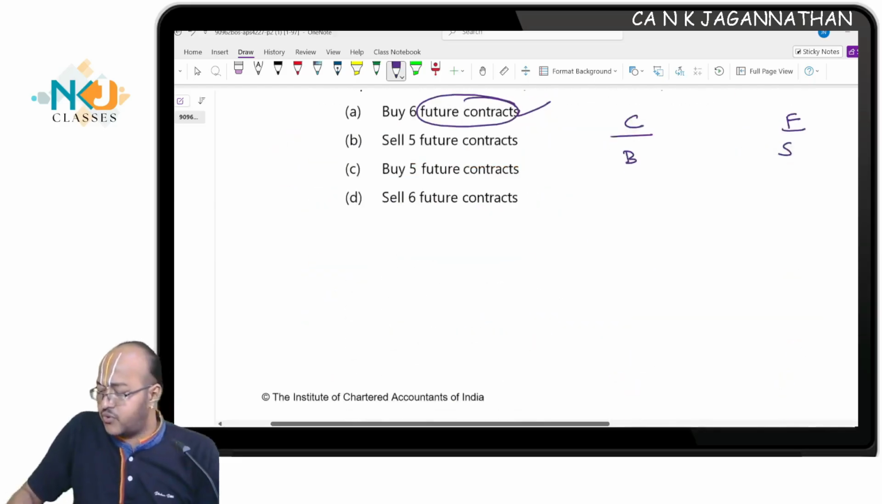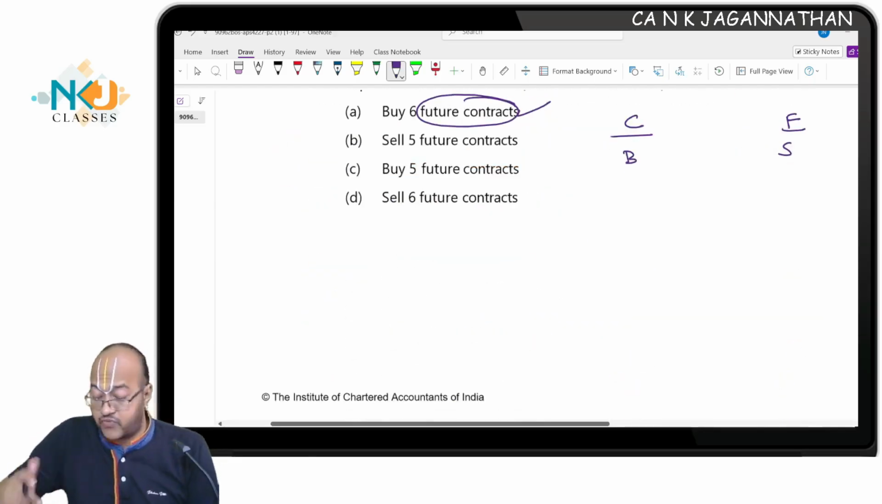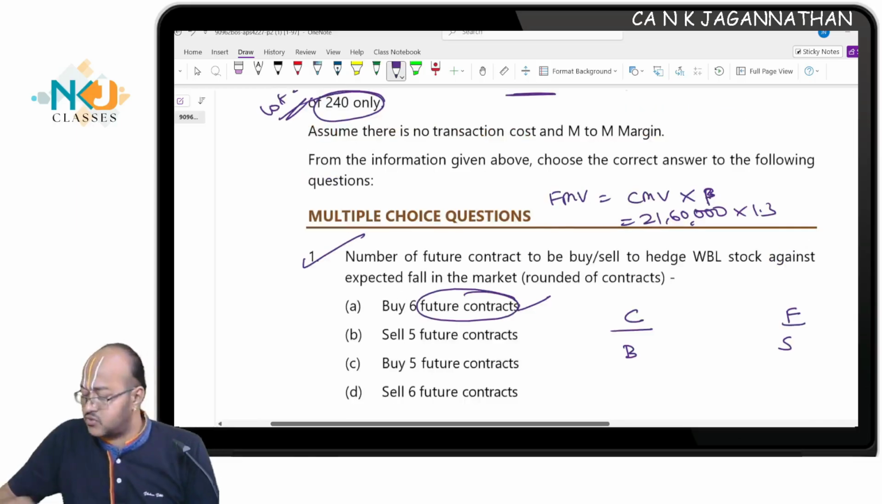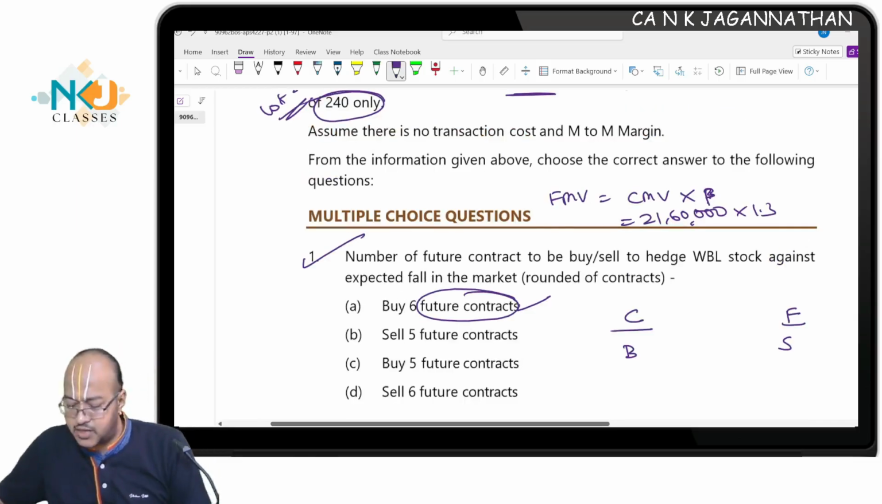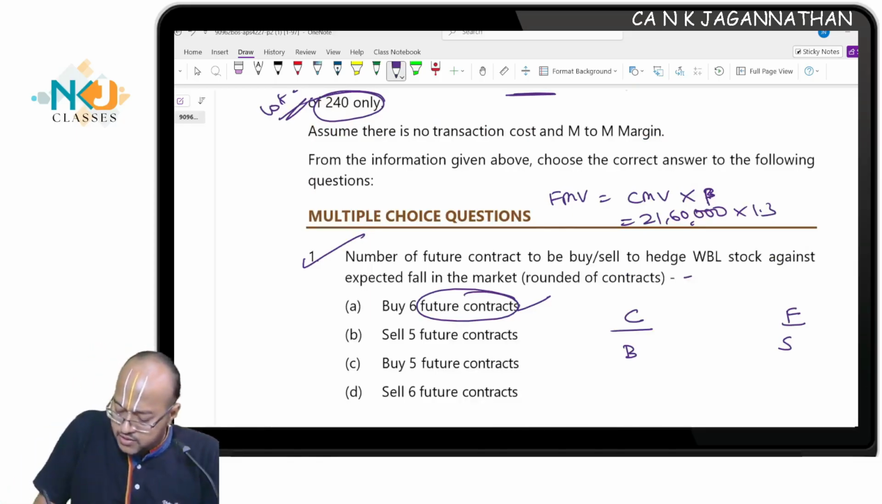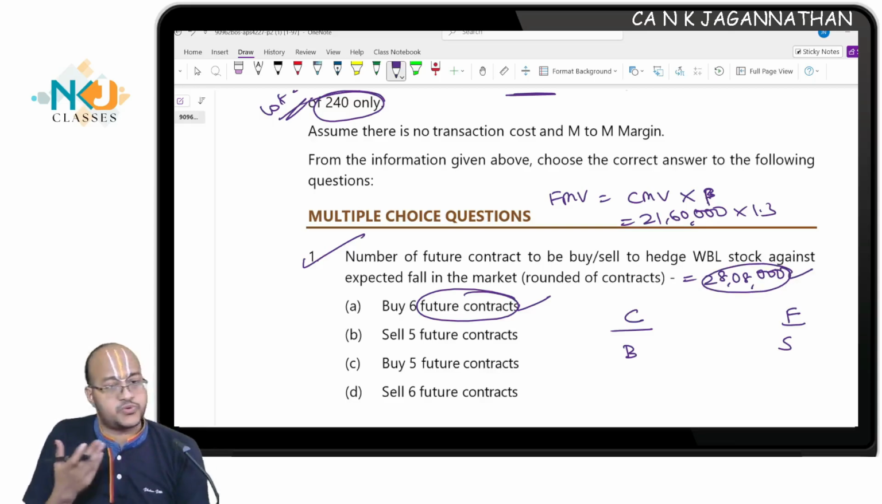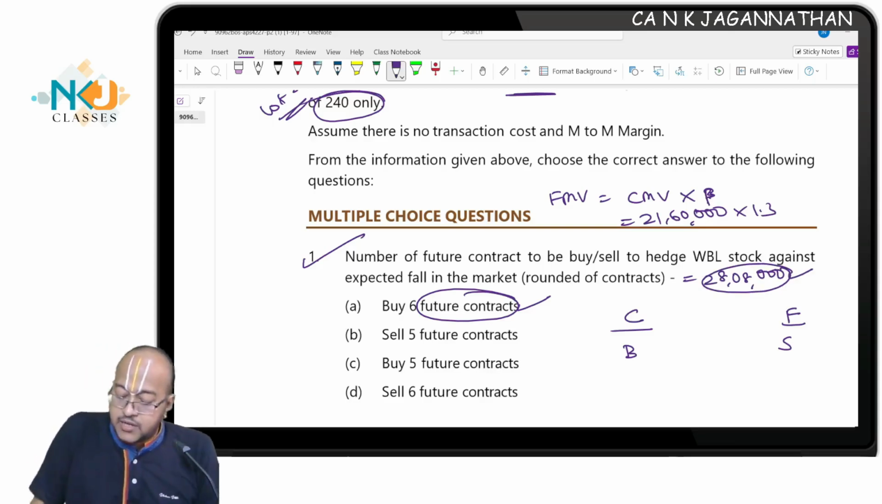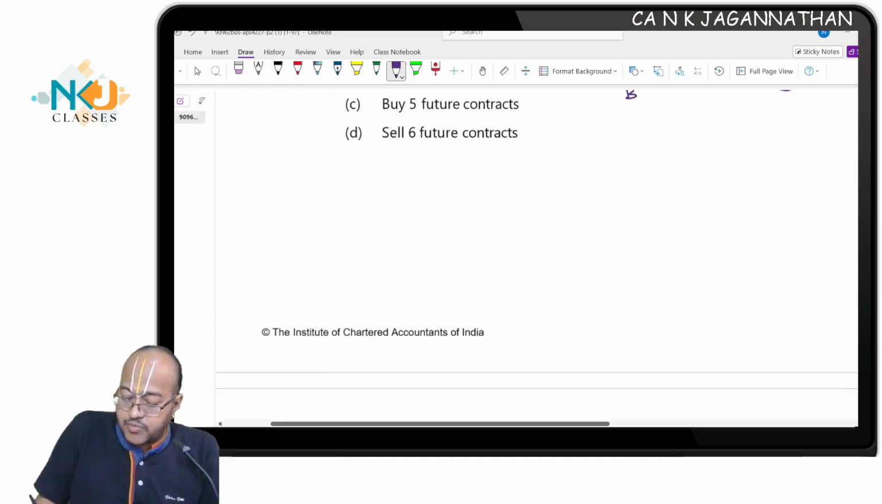So, tell me children, in the futures market, to hedge a cash market value of 21,60,000, how much is to be taken in the futures market? Into 1.3. How much is that? 2808. This 28 lakh 2,808, sorry, 28 lakhs 8,000 is the amount of position to be taken in the futures market. Now, this 28 lakh 8,000 is a combination of 3 things. Very simple. The 28 lakhs 8,000 you got, this you need to take now.